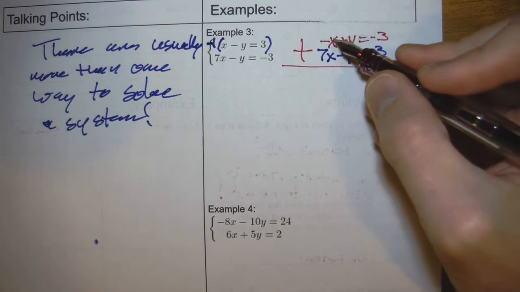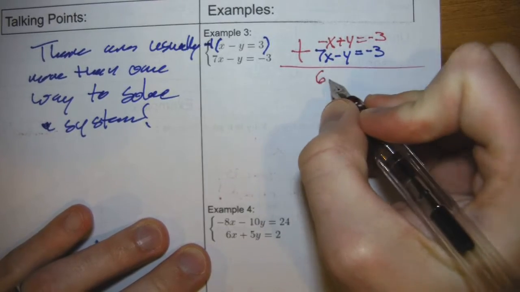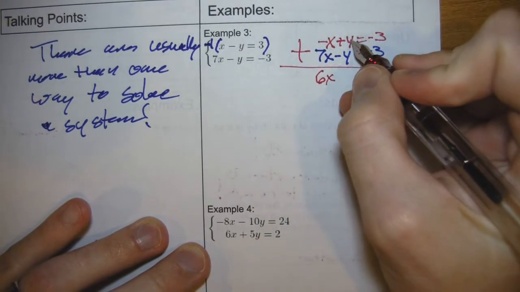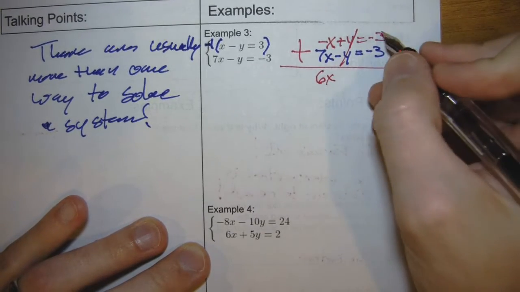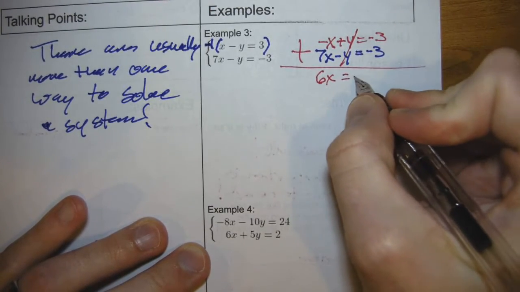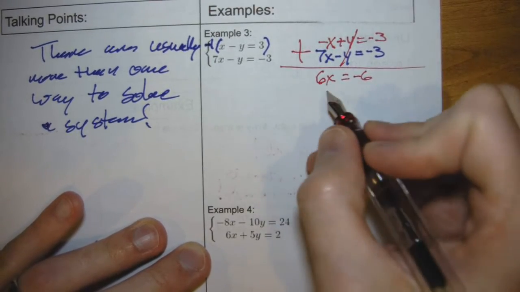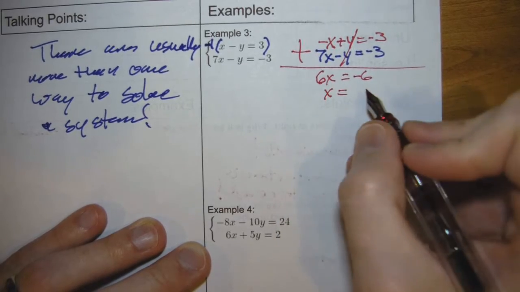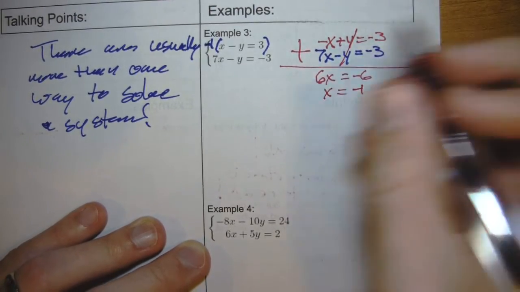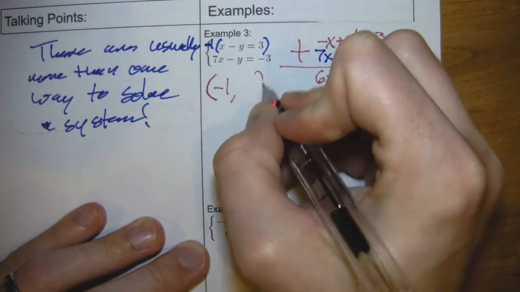Well, notice in this case, -x plus a +7x is just 6x, so we can write that down. +y plus a -y, well, those cancel out. And a -3 plus a -3 is a -6. Cool. Well, I can divide 6 on both sides to get x by itself. And -6 divided by 6 is -1. Cool. So there's the first part of our solution, -1.